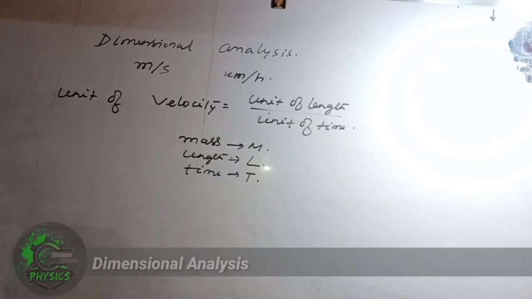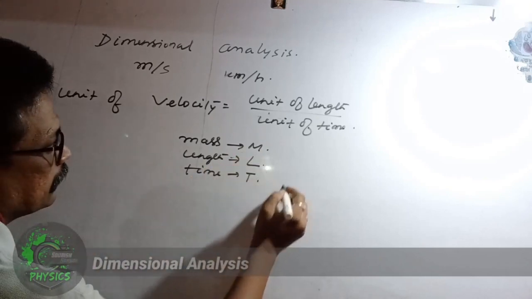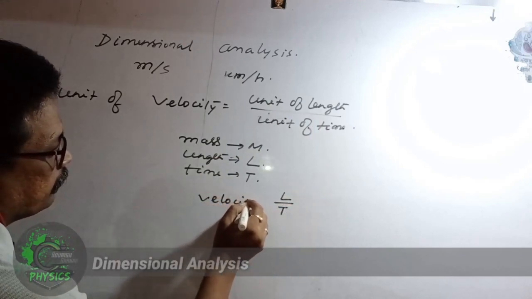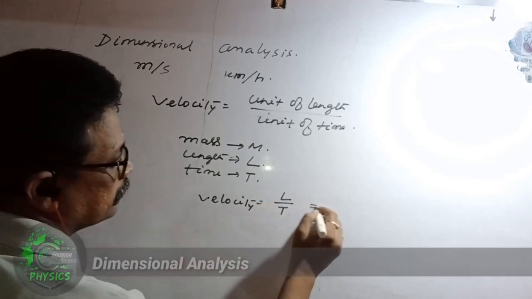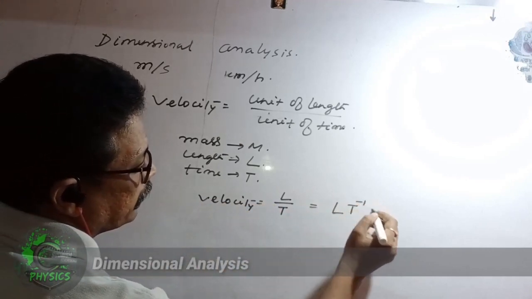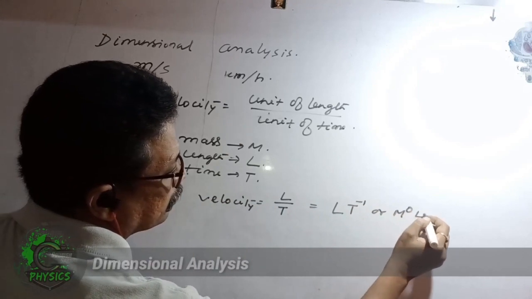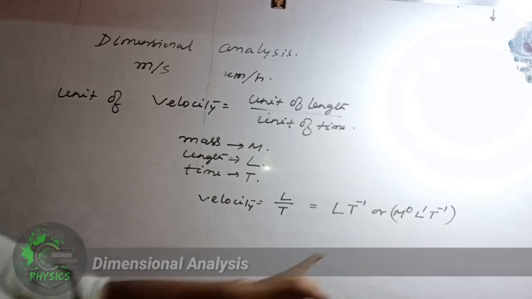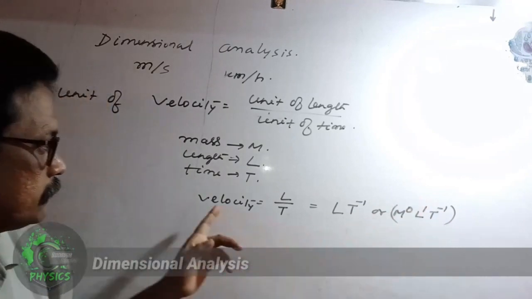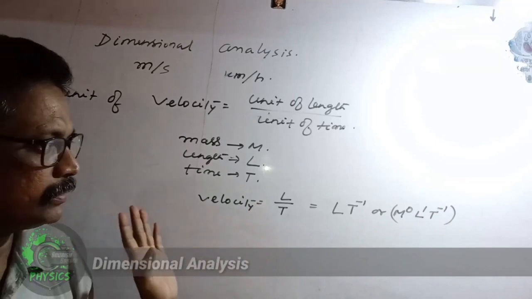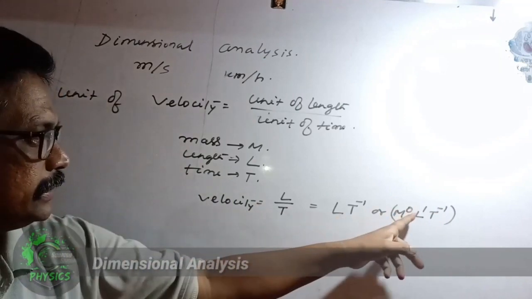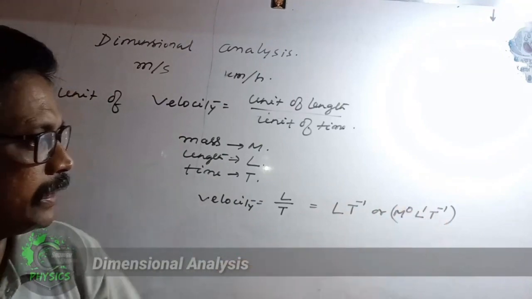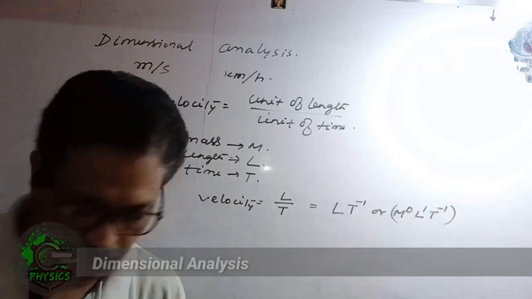So, what is the dimensional formula of velocity? You can say length by time. For velocity, the dimensional formula is length by time, that is L T to the power minus 1, or M naught L1 T to the power minus 1. So M naught L1 T to the power minus 1 is the dimensional formula of velocity, and you can say velocity has 0 dimension in mass, 1 dimension in length, and minus 1 dimension in time. Actually, dimensions are these powers.